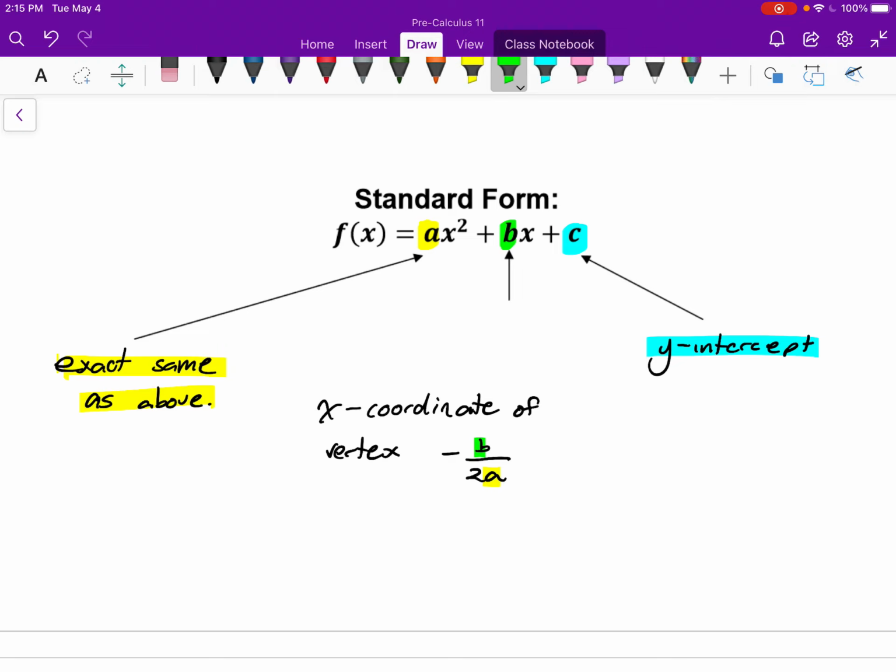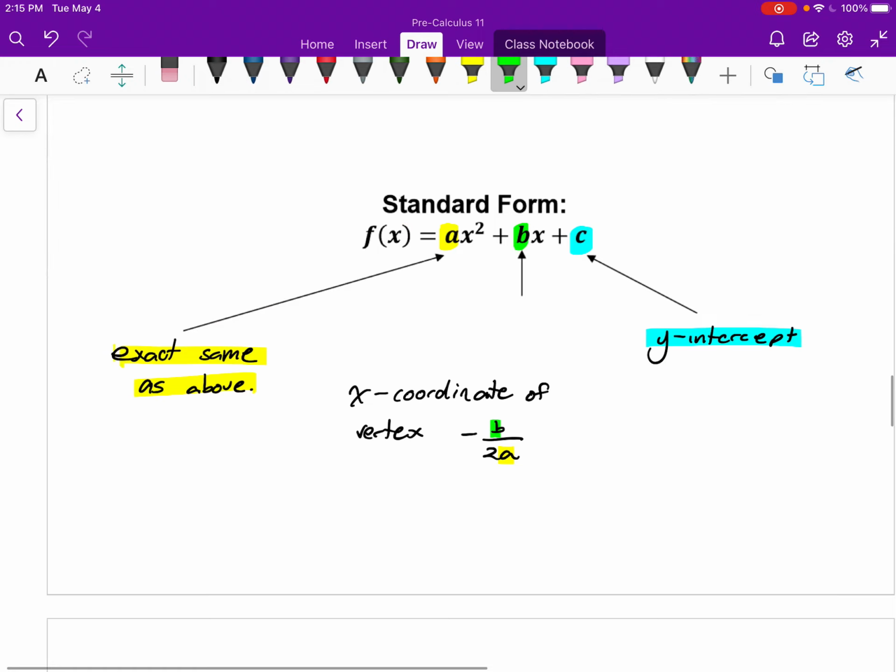So again, it's not meaningless, but it's never going to be as helpful as vertex form for visualizing a graph. But it's a very pleasant way of showing a quadratic equation. Just all your different terms, biggest power to the constant. Very common way, especially when we're trying to factor things.